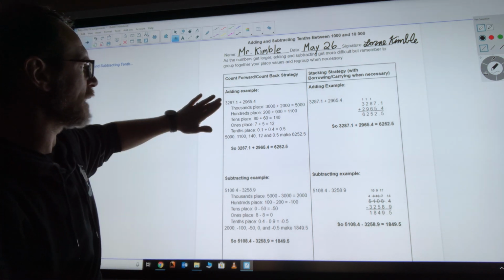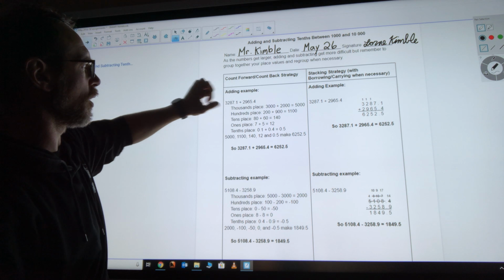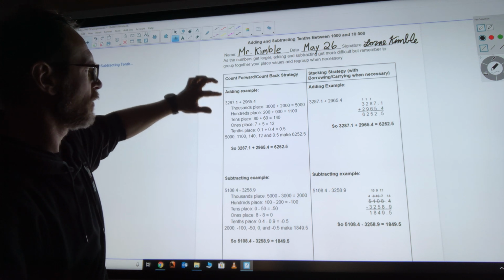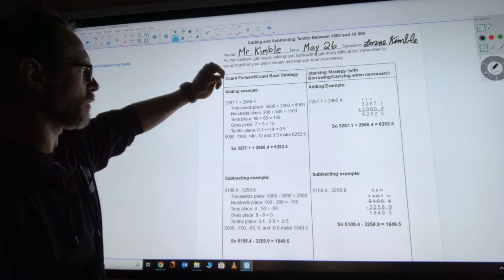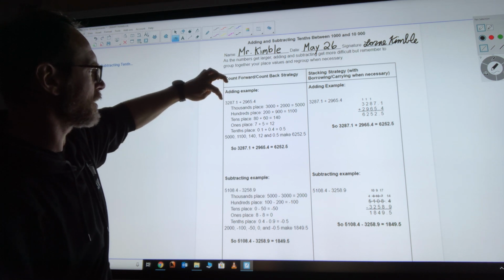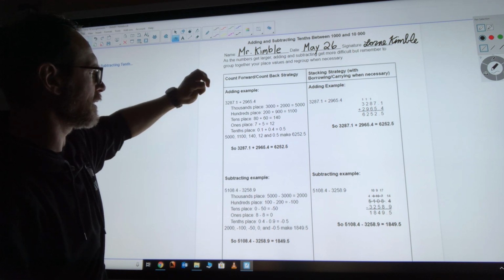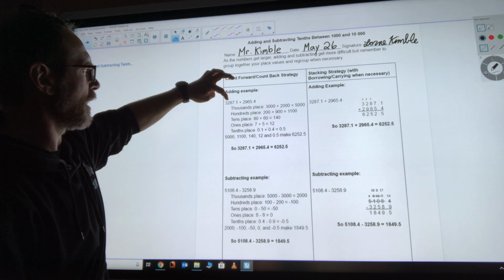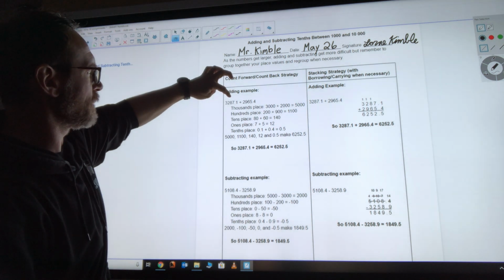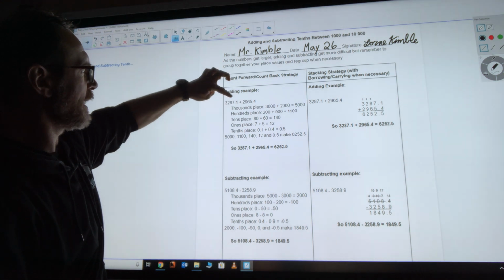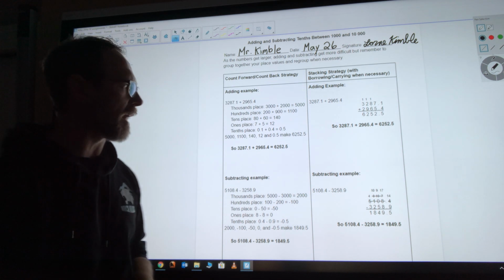All right. Remember, when you're adding, you're grouping your places. So your thousands would be, for this question, 3,287.1 plus 2,965.4. You group your thousands, so 3,000 and 2,000 is 5,000. You group your hundreds, so 200 plus 900 is 1,100. Your tens, 80 plus 60 would be 140. Your ones would be 7 plus 5, which is 12. And then your tenths is 1 tenth plus 4 tenths, which is 5 tenths, 0.5.